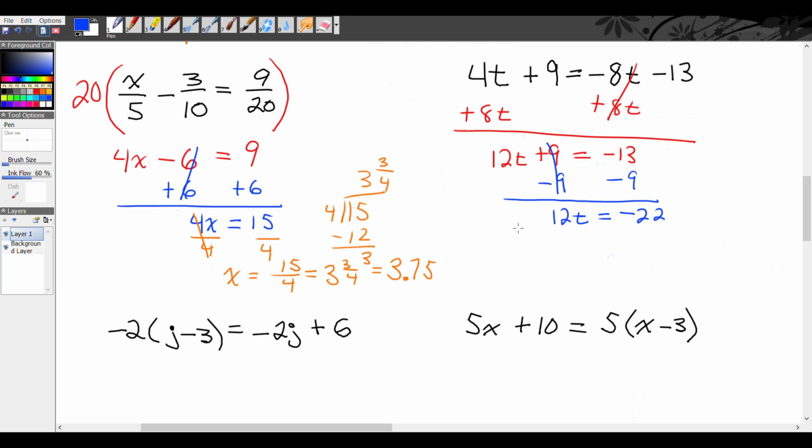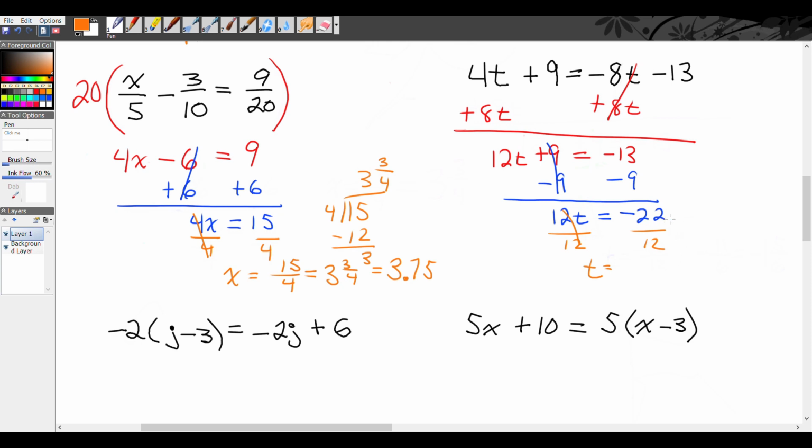Okay, so now, last step, divide. We have to undo multiplication by 12, so we have to divide both sides by 12. Okay, and the same thing can happen here. You can take a look at this equation, negative 22 over 12, and say, well, that's my answer. It's okay to have an improper fraction.